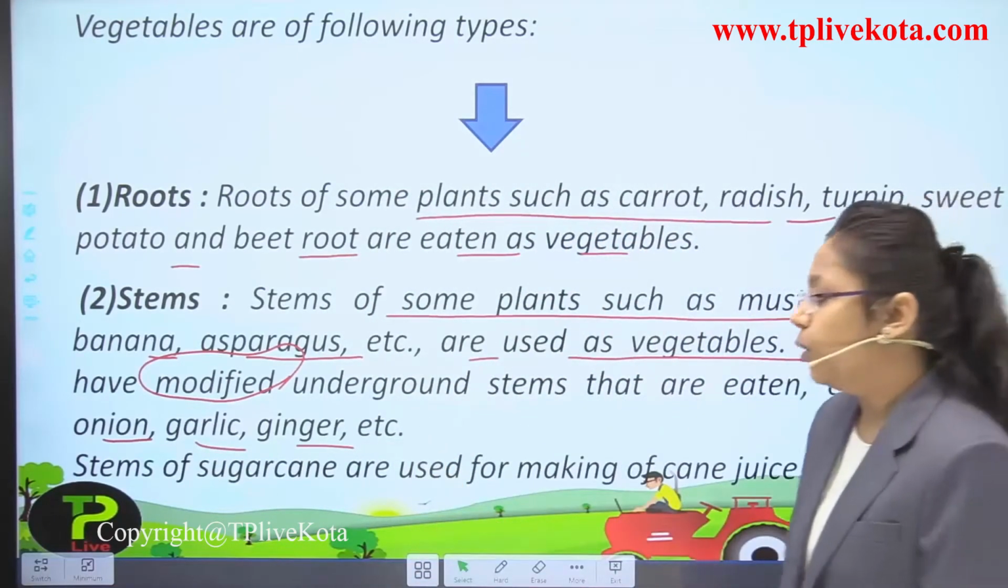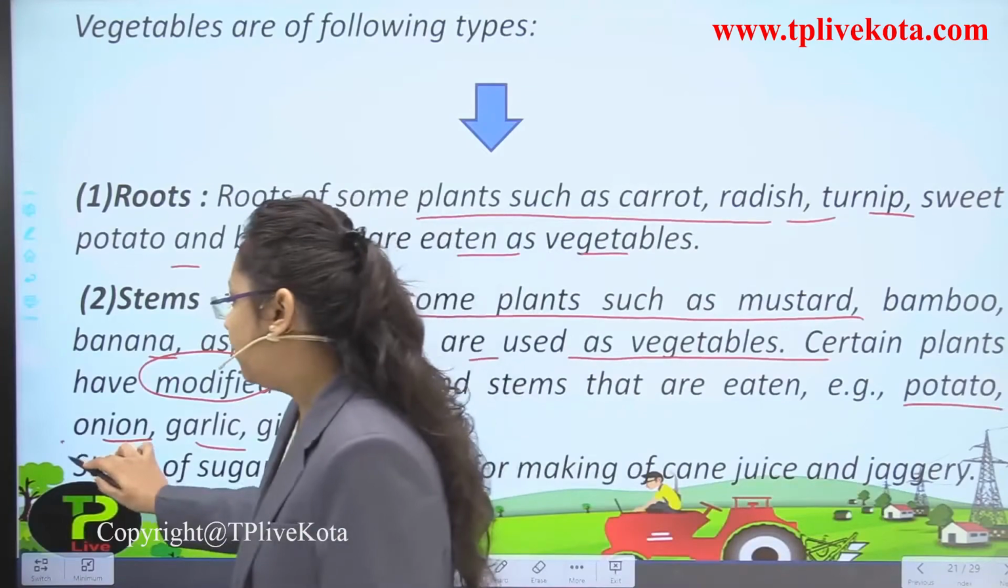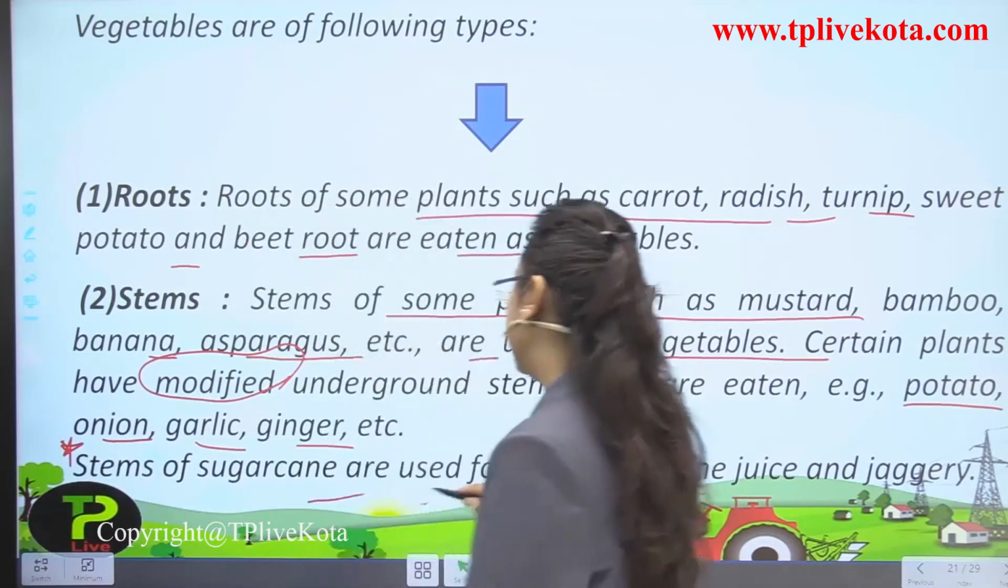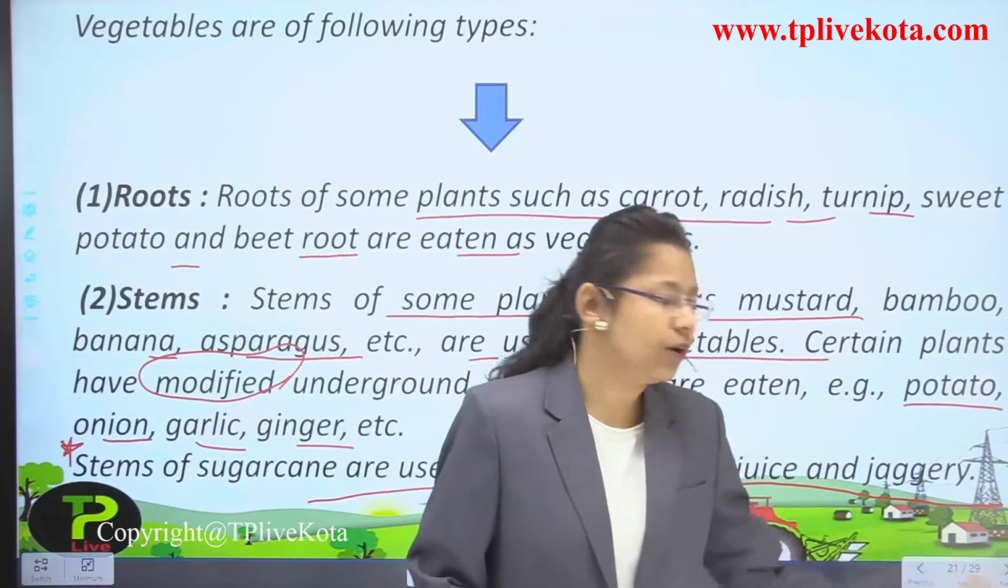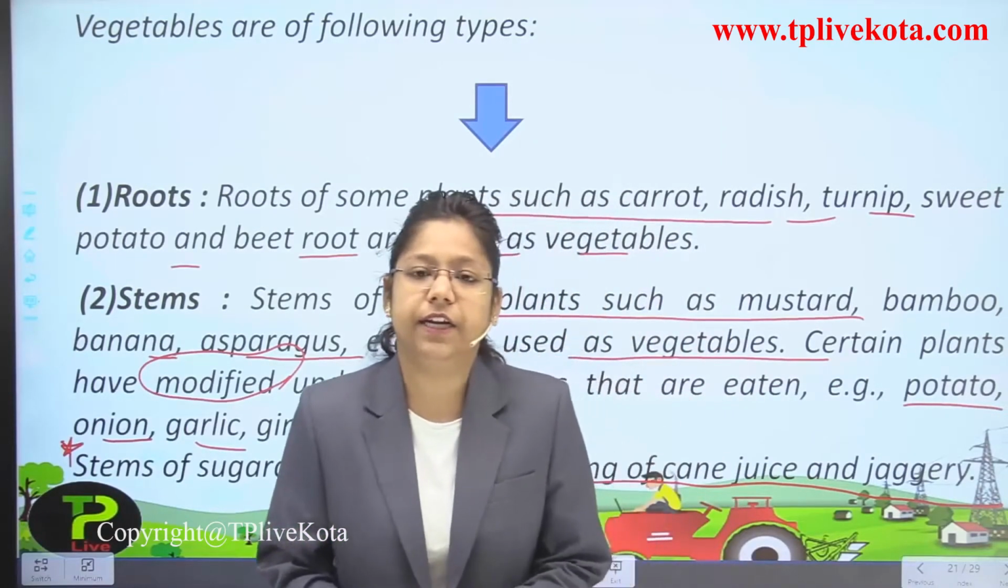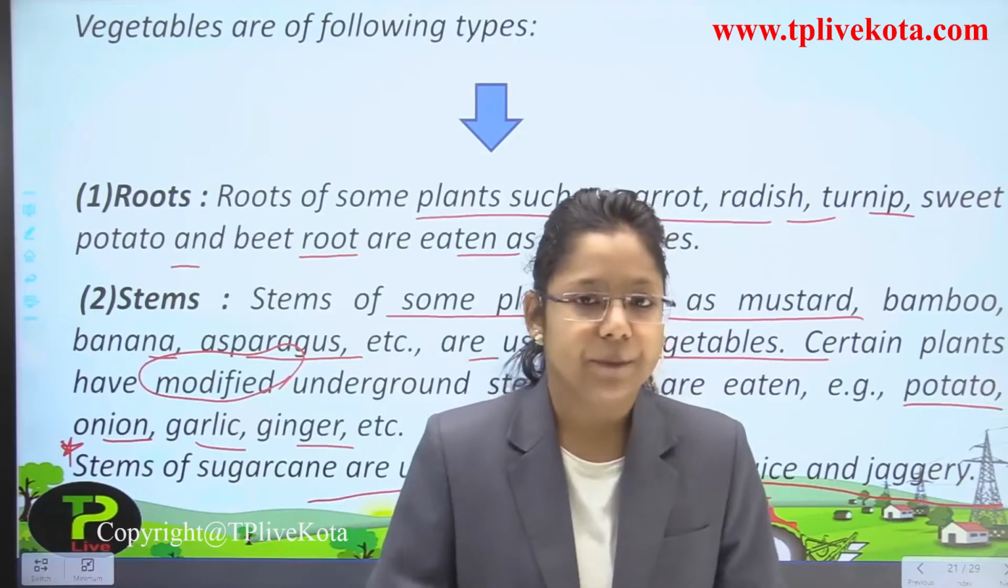Now there is a great important fact over here. The stems of sugarcane are used for making cane juice and jaggery. Jaggery is also known as gur, which we usually eat in winters.